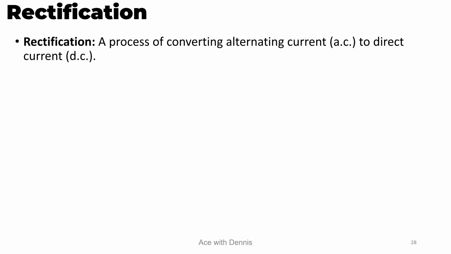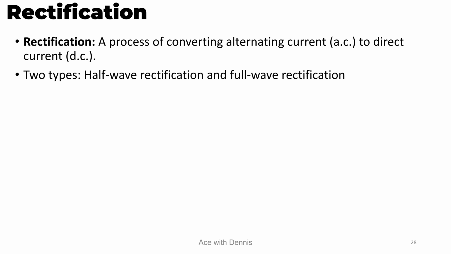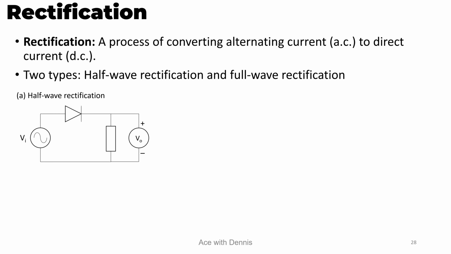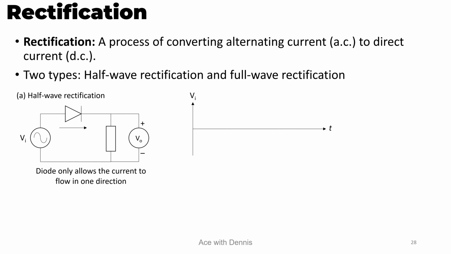Let's revise rectification again. Rectification is a process of converting alternating current AC to direct current DC. There are two types of rectification, which are half-wave rectification and full-wave rectification. The first one is half-wave rectification, and this is how the circuit looks like. So the current will flow through the diode. The diode only allows the current to flow in one direction.